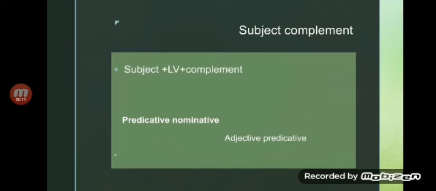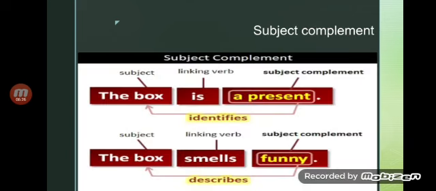And that complement could be an adjective, a noun, or a pronoun. It is being followed by the linking verb. What is a linking verb? Linking verbs are unlike action verbs. Linking verbs show a relation between the subject of the sentence and a noun or adjective being linked to it.